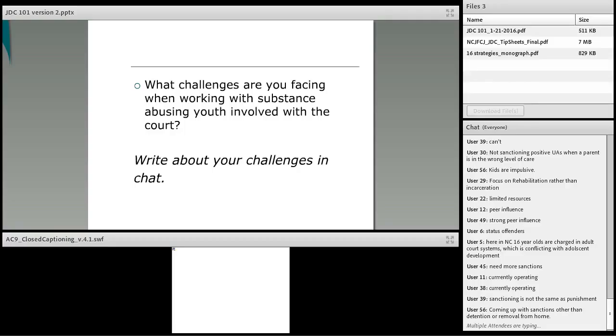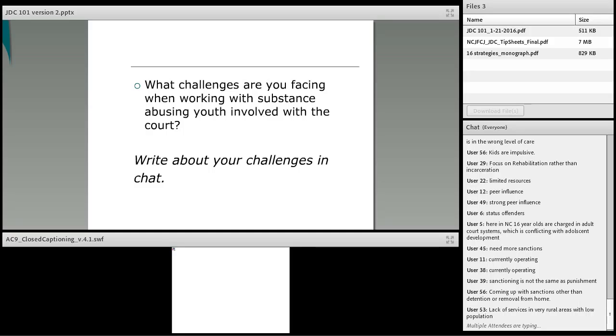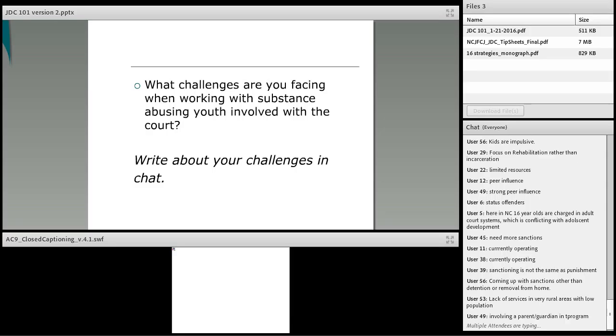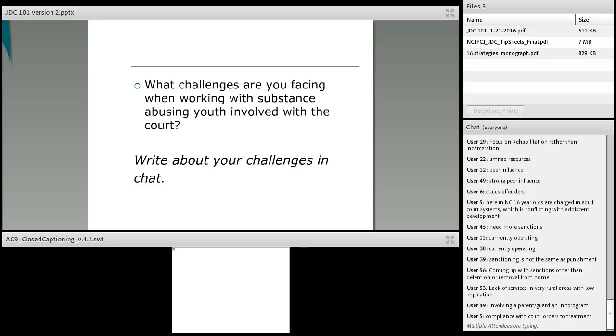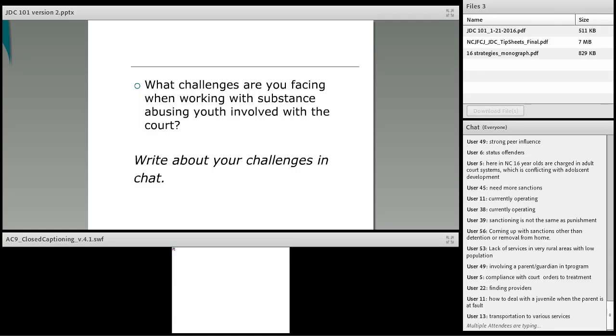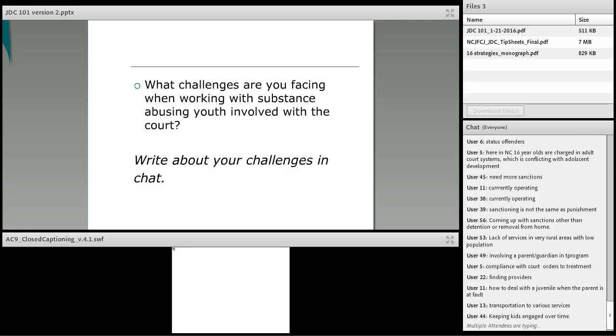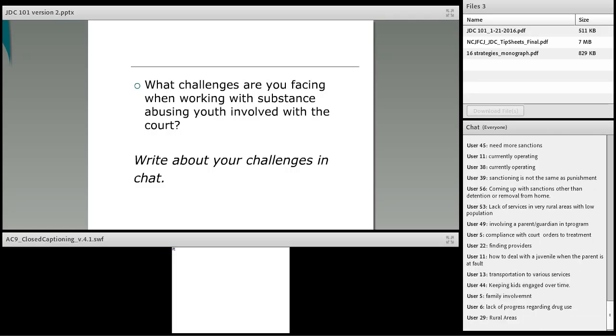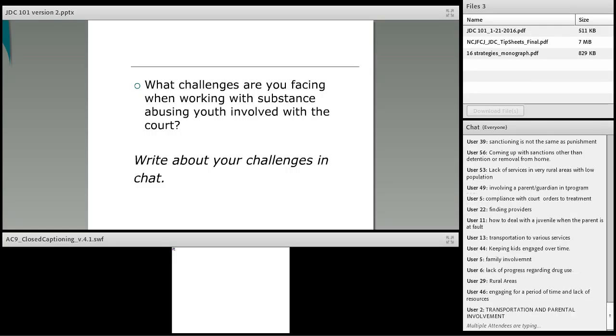Coming up with sanctions other than detention or removal from the home. Yeah, it can be really challenging to have a good graduated sanctions plan. Lack of services in very rural areas. That is something really difficult. If you want to start a juvenile drug court in a rural area, you might not even have treatment, or treatment only comes once a month, and so figuring out how to make up for that.